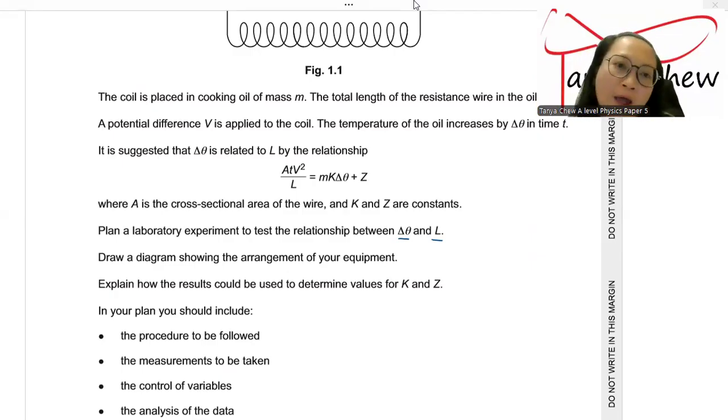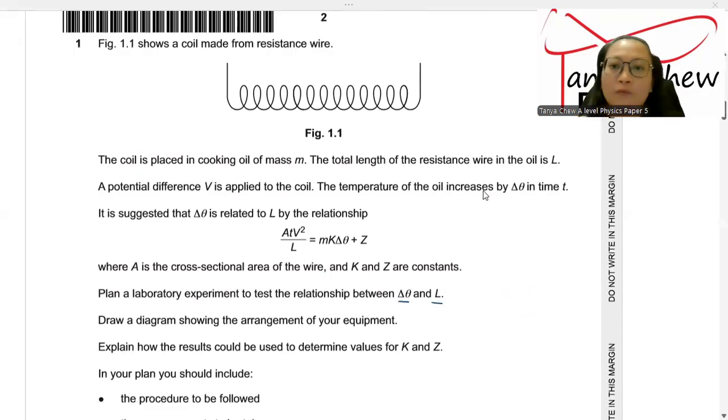Look at L. L is just the length of the resistance wire in the coil. So it is very easy for me to alter. It's very easy for me to modify the length. If I want this length, then I cut to this length. If I want the length to be longer, I use a longer length. So it's easier and saves time. That is why I am going to make L my independent variable, and my delta theta will be my dependent variable.